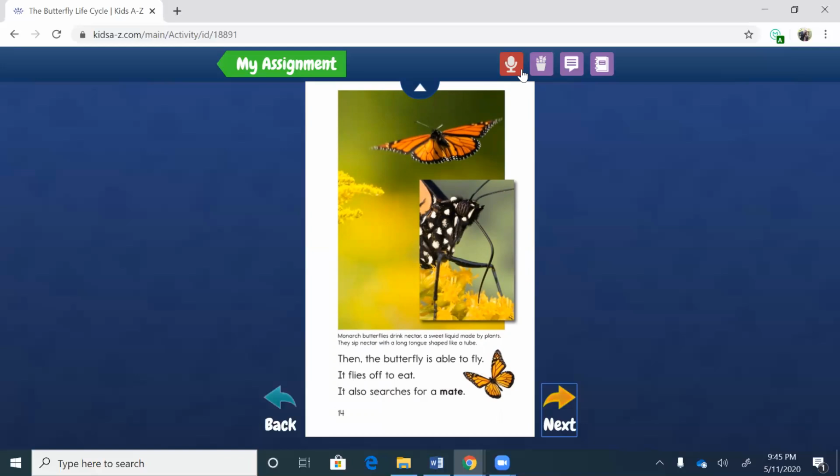Monarch butterflies drink nectar, a sweet liquid made by plants. They sip nectar with a long tongue shaped like a tube. Then the butterfly is able to fly. It flies off to eat. It also searches for a mate.